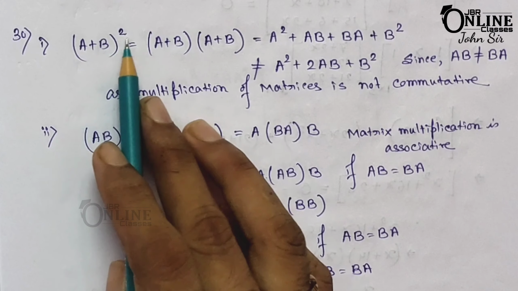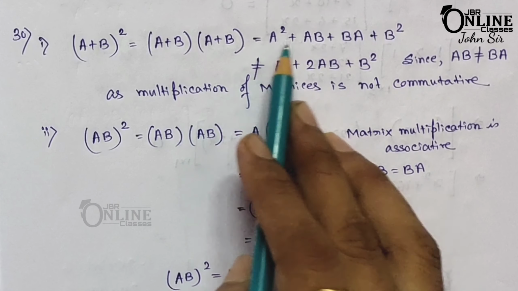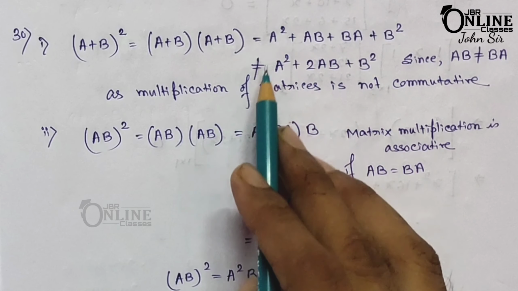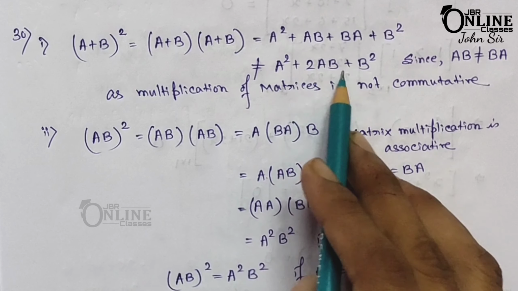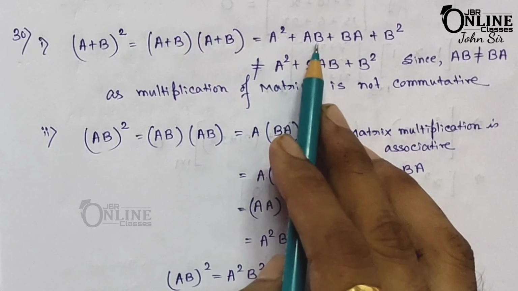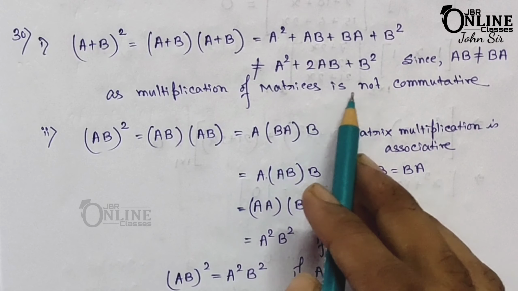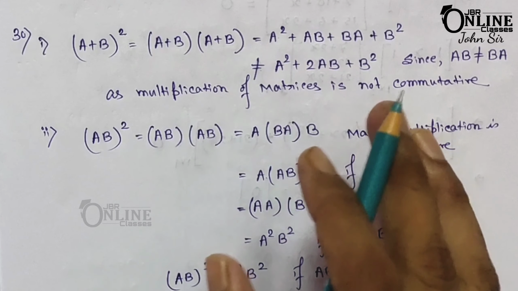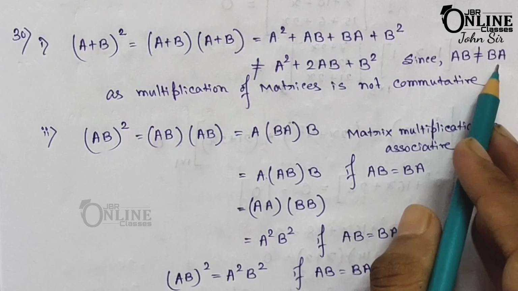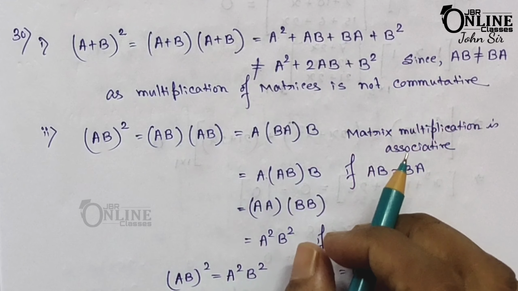So you know that (A + B)² means (A + B) into (A + B). Now (A + B)(A + B) means A² plus AB, then BA, plus B². But it is not equal to A² + 2AB + B², because this is equal to that when AB equals BA. But you know that multiplication of matrices is not always commutative. Remember that. So here, since AB is not equal to BA, this one is not equal to this one. So it does not hold.